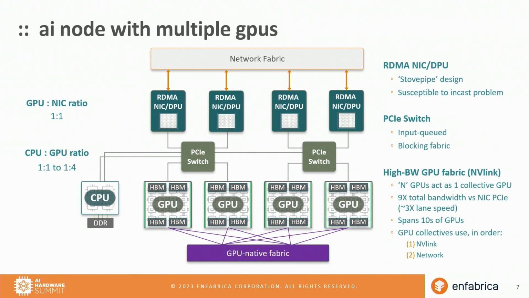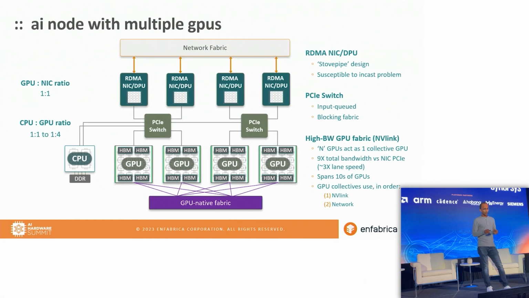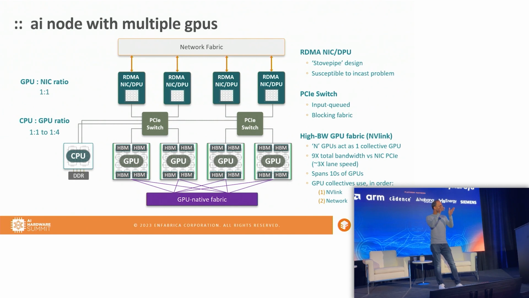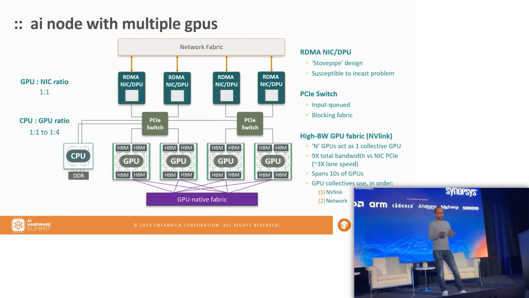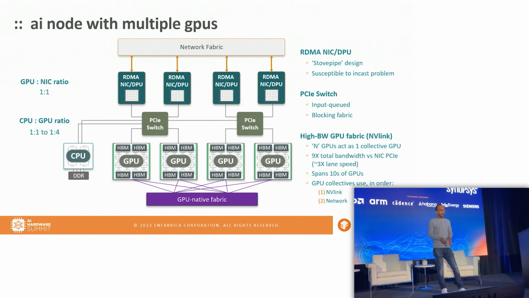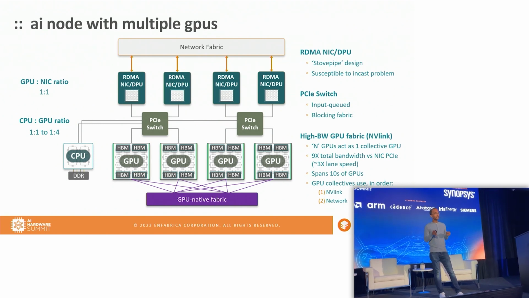Now let's take the example of an AI node with multiple GPUs. As many of you know, AI systems use lots of GPUs. In this example, look at 4 GPUs, which are typically tied to a single CPU. So a single CPU is serving them, which is why the ratio of CPU to GPU can be 1:1 to 1:4. But the ratio of GPUs to NIC is 1:1. We call this a stovepipe design because it's basically one GPU statically mapped to a single NIC. And this is how the communication to the network fabric currently happens in systems today.